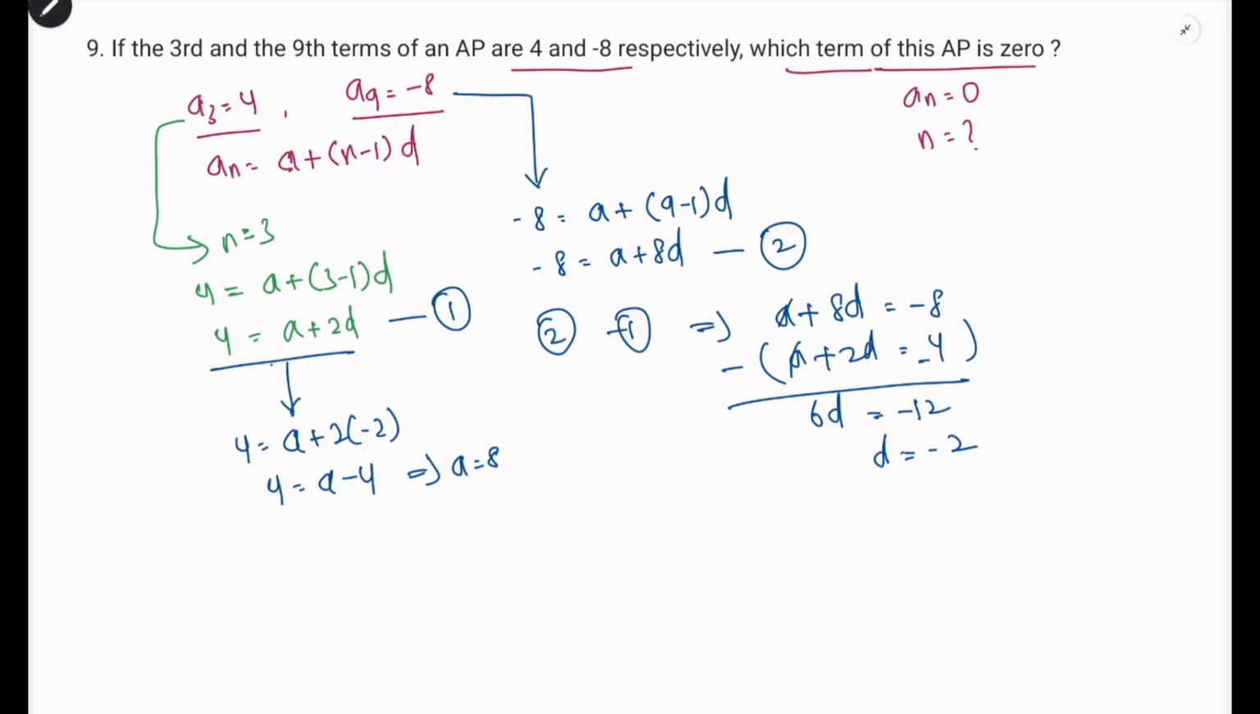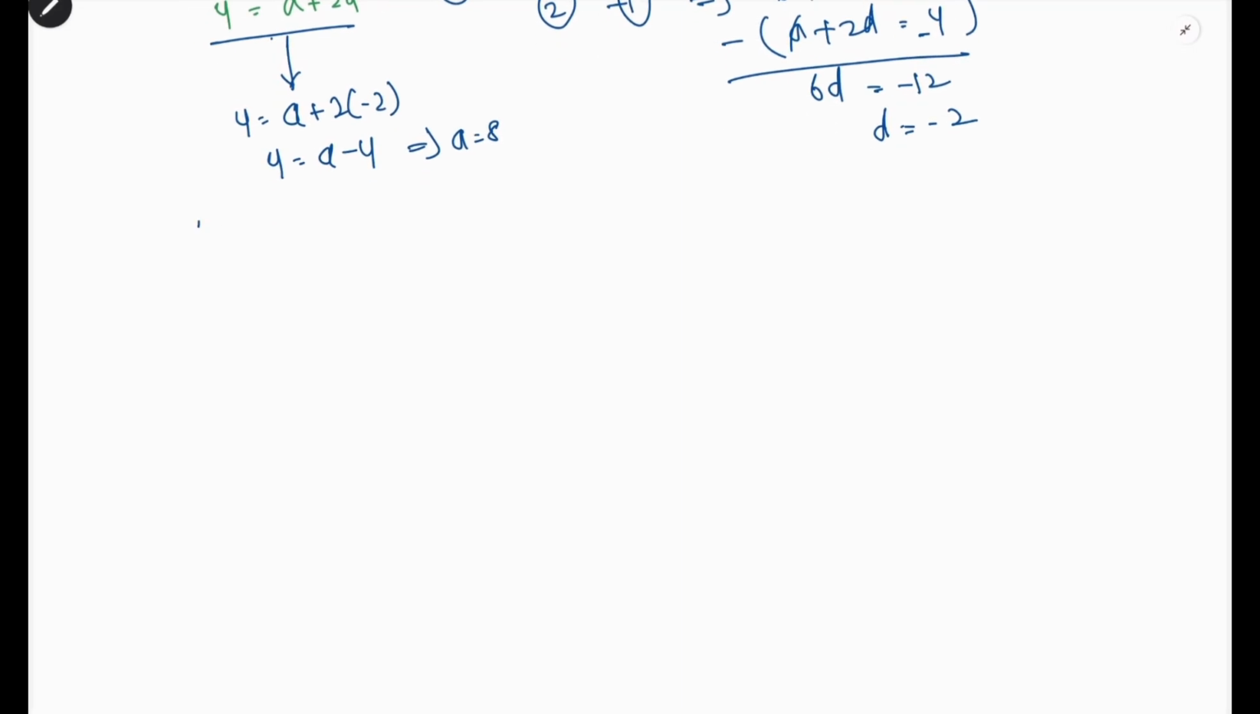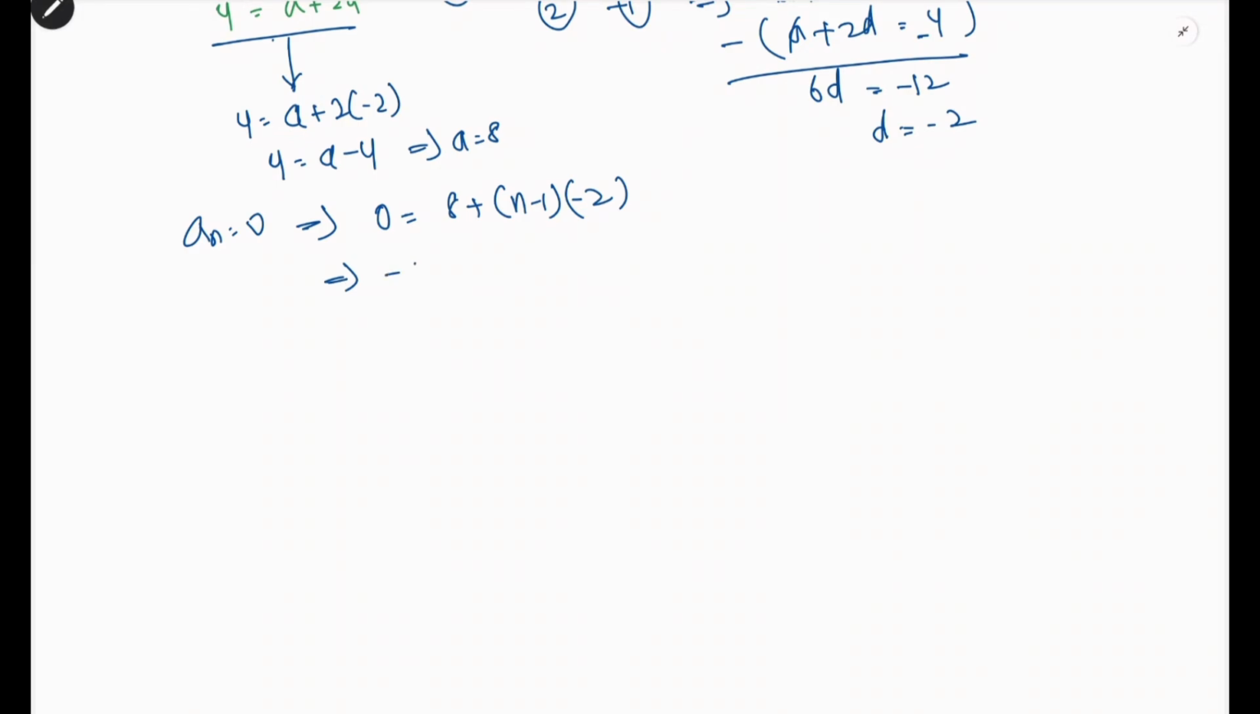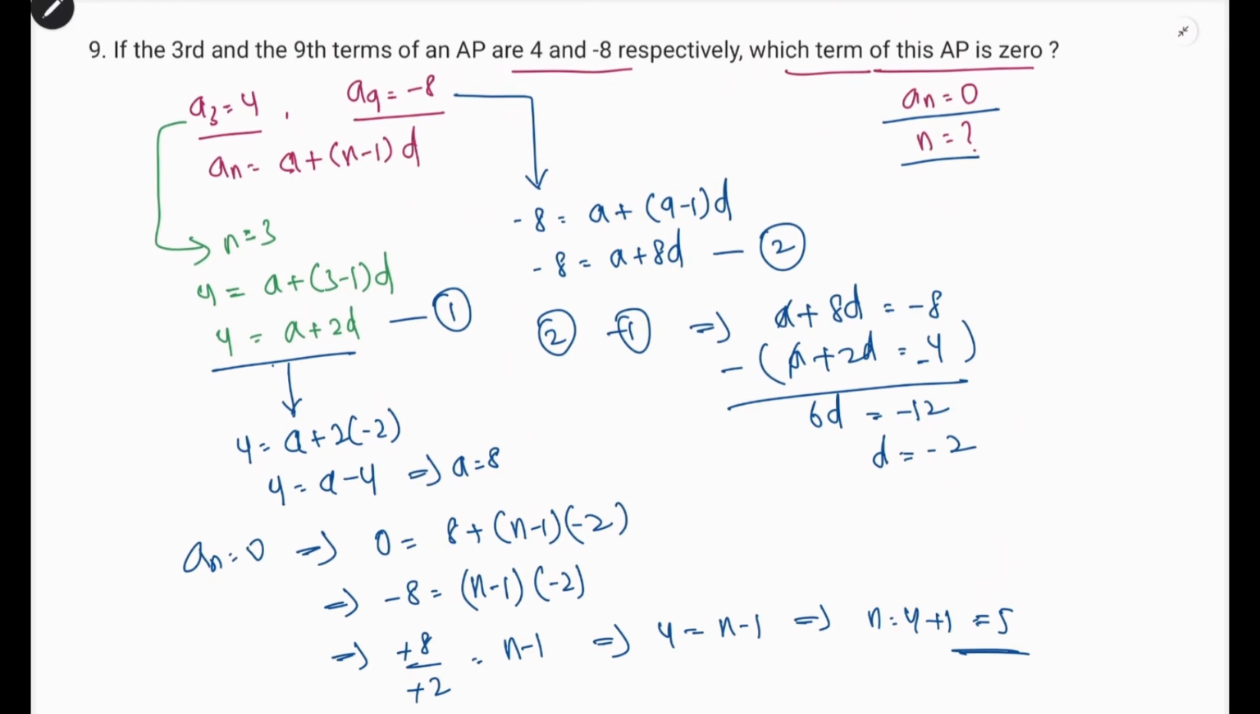Now we will take the nth term is 0 and we have to find which term it is. an is equal to 0. We have 0 is equal to the nth term is equal to a plus n minus 1 into d. Bring 8 to the left side, it will be minus 8 is equal to n minus 1 into minus 2. Bring minus 2 to the left side, it will be minus 8 divided by minus 2 is equal to n minus 1. Minus and minus gets cancelled. So 4 is equal to n minus 1. n is equal to 4 plus 1, it is 5. So the fifth term is 0. Next one.